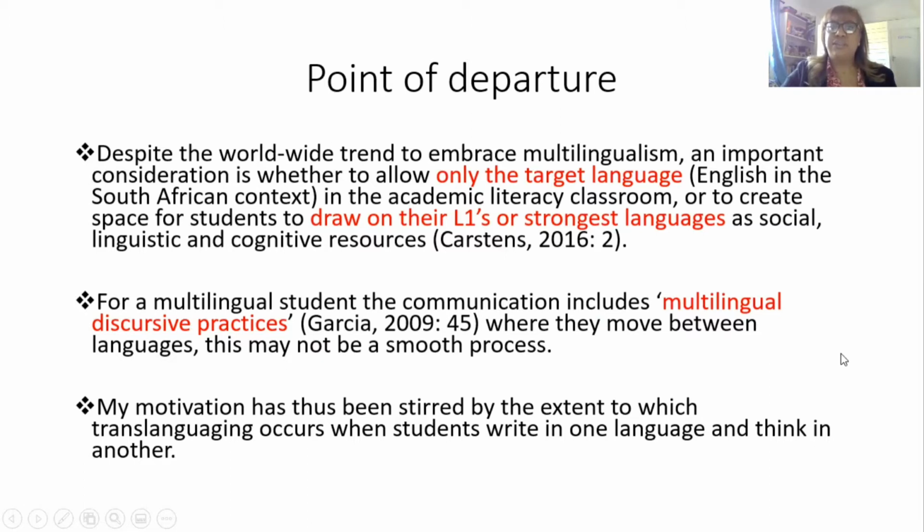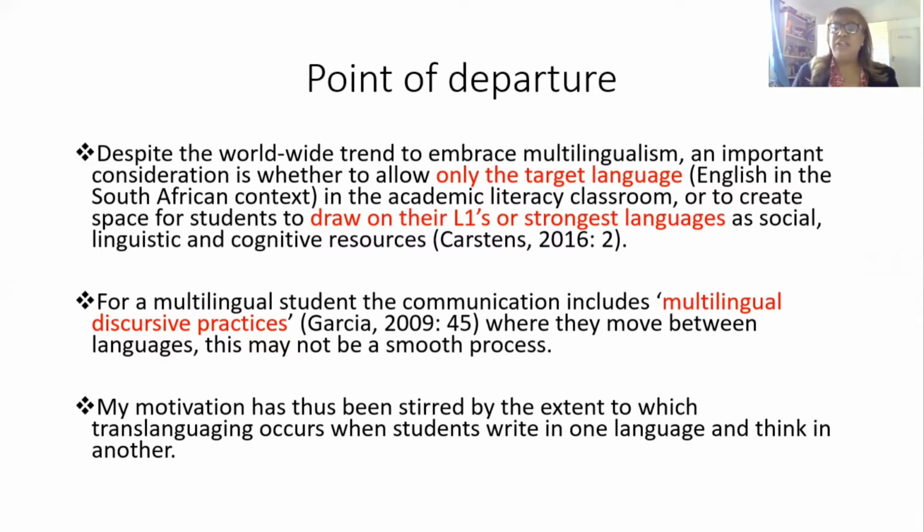So according to Carstens, even though there is this worldwide trend that's embracing multilingualism, it is important to consider whether to allow only the target language, English in the South African context, in the academic literacy classroom, or to create space for students to draw on the L1 or the strongest languages as a social, linguistic, and cognitive resource. So for multilingual students, the communication includes multilingual discursive practice where they move between languages, and this is not always a smooth process. So I will refer back to this later on when I start discussing my findings.